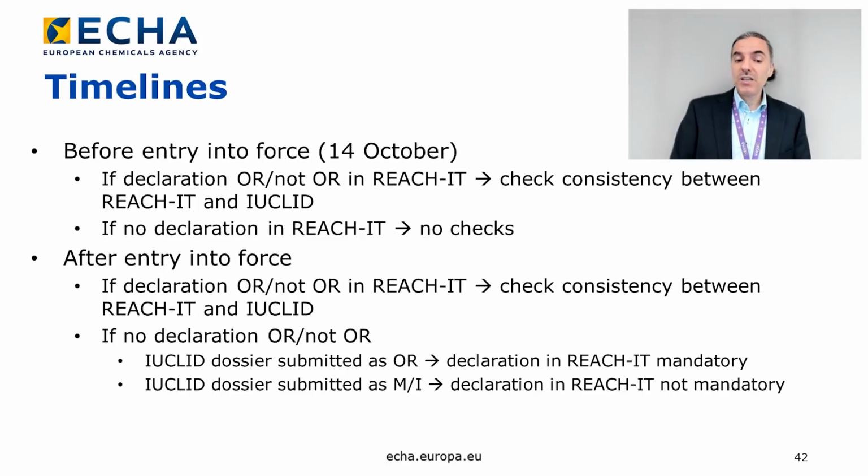And if you are submitting a Euclid dossier where you have indicated that you are a manufacturer and importer, then the declaration in ReachIT will not be mandatory. This is because in the review of Annex 6, what they are saying is that you, as an only representative, have to indicate who is the non-EU manufacturer you are representing. They are not asking that you declare if you are a manufacturer or not. So if you are a manufacturer, for example, that's why we are not requesting this information.